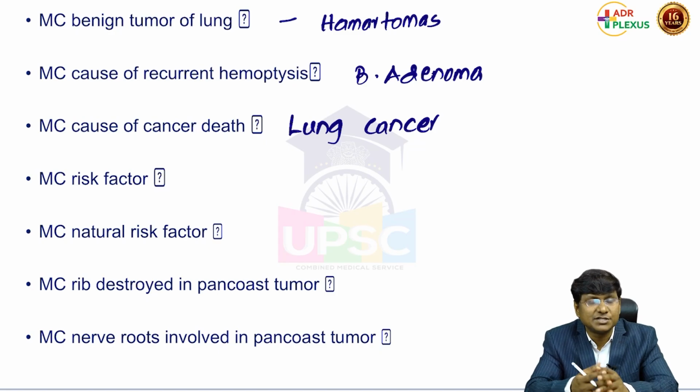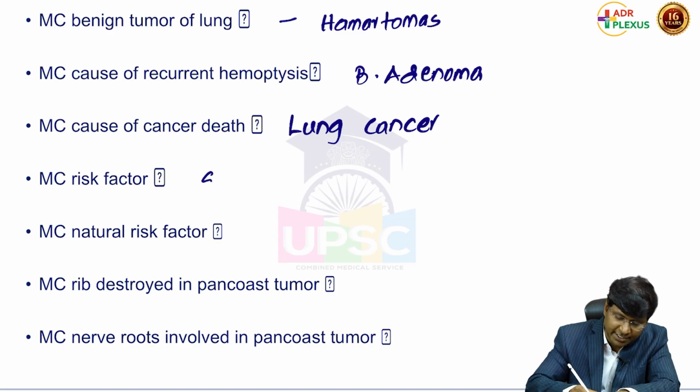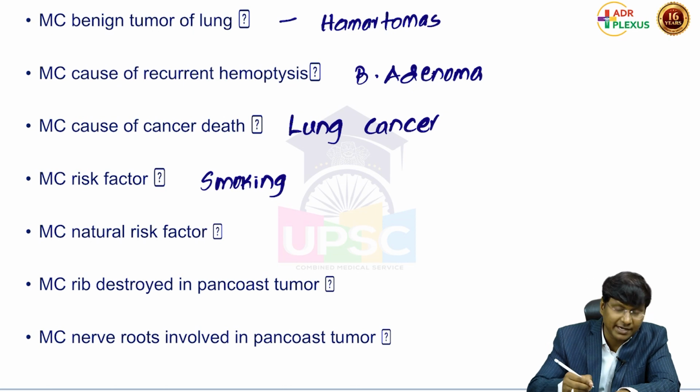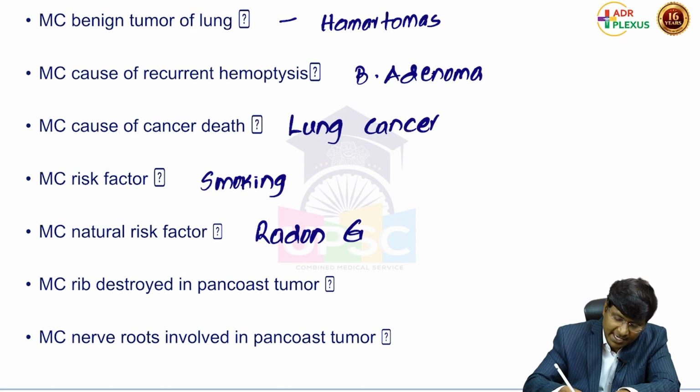And what is the most common risk factor for the development of the bronchogenic carcinoma? The most common risk factor will be smoking. And the most common natural or environmental risk factor will be exposure to radon gas. And exposure to radon gas is very common in uranium miners.